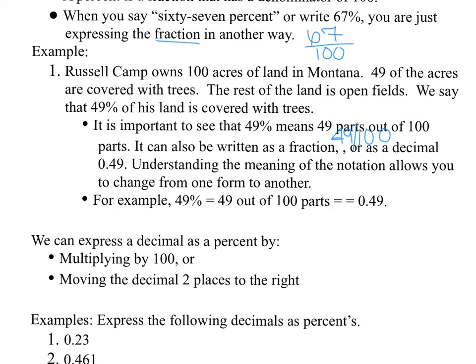Understanding the meaning of the notation allows you to change from one form to another. So for example, 49% equals 49 out of 100 parts, which equals 49 over 100, which equals 0.49. So all of those can go back and forth.